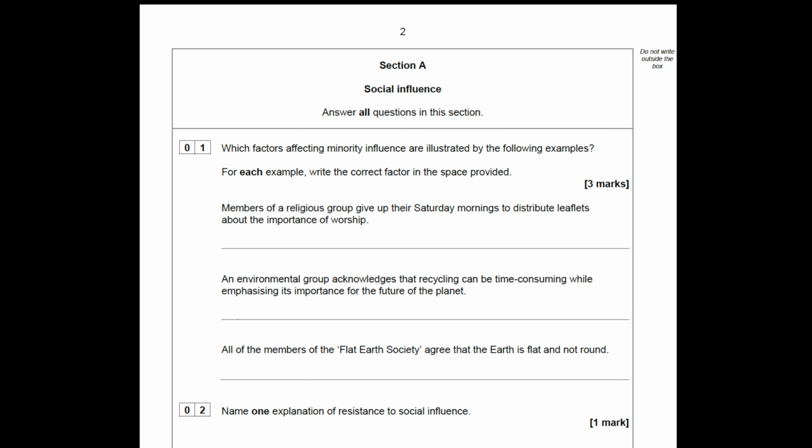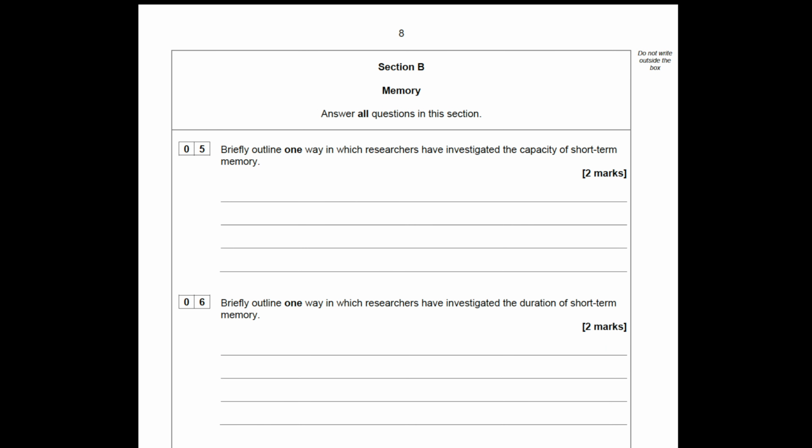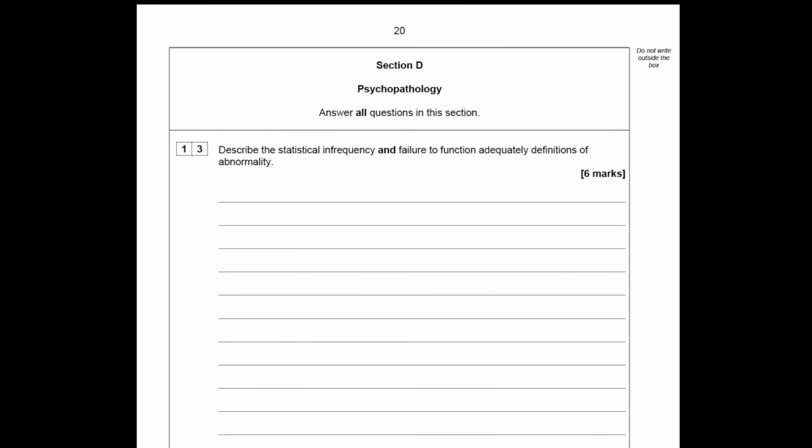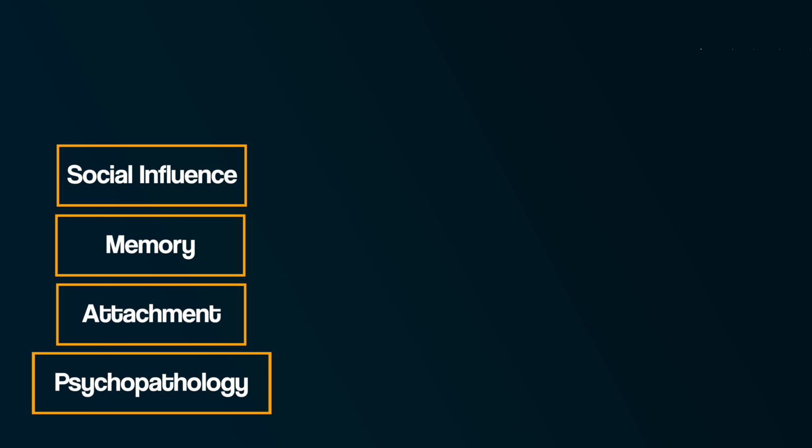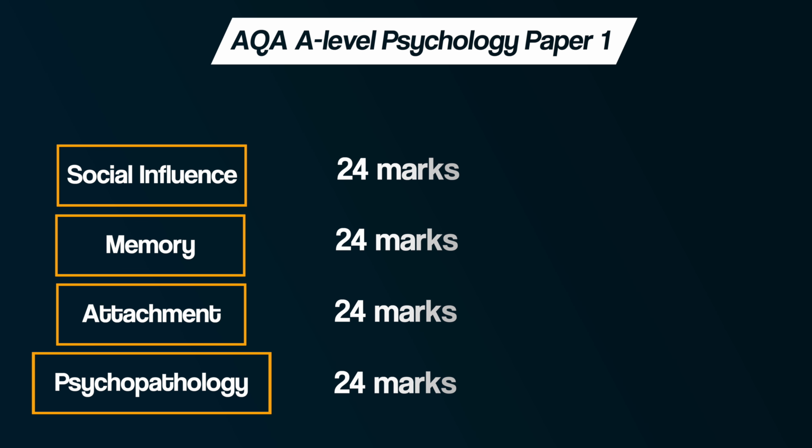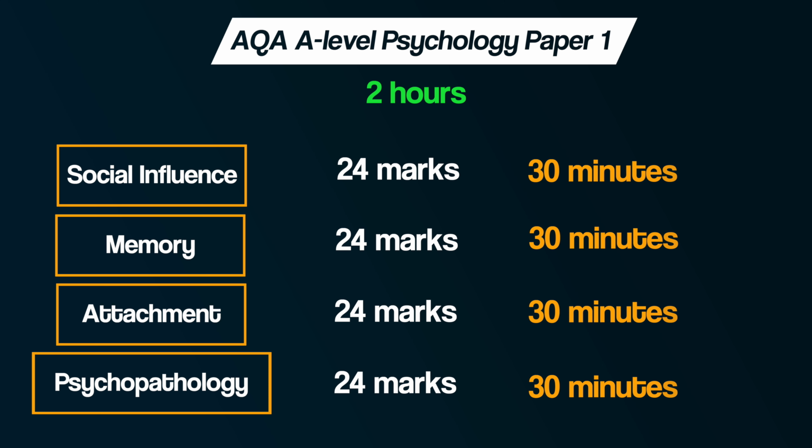Paper 1 contains 4 sections and they are always in the same order. Section A is social influence, Section B is memory, Section C is attachment, and Section D is psychopathology. Each section is worth the same 24 marks and the exam is 2 hours long, so that means you have 30 minutes for each section.